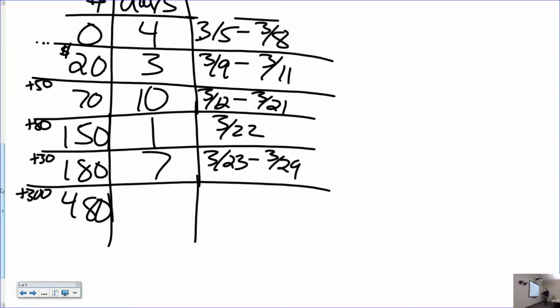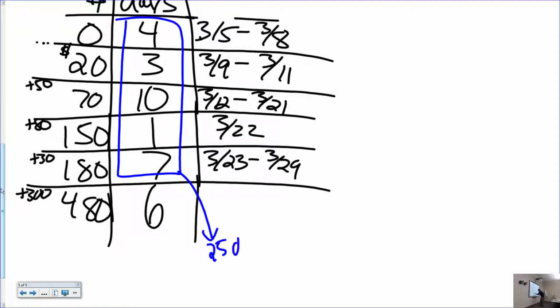This has to be 6. Why is it 6? Right there, this is 25 days. And since this is your last row, it has to have the rest of your days to get to 31. This is 31 minus 25. It has to be 6. Okay?